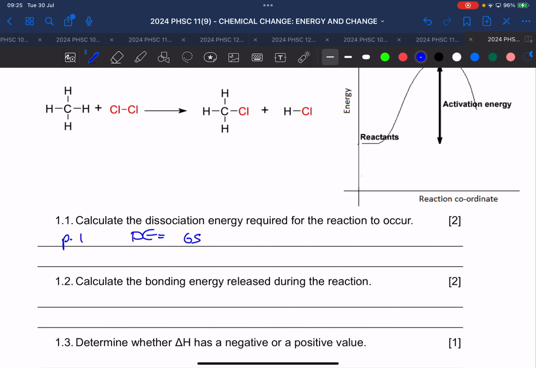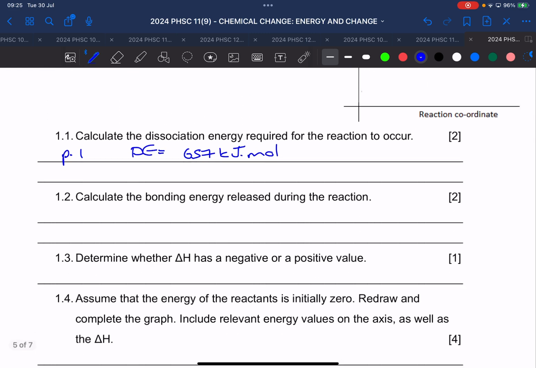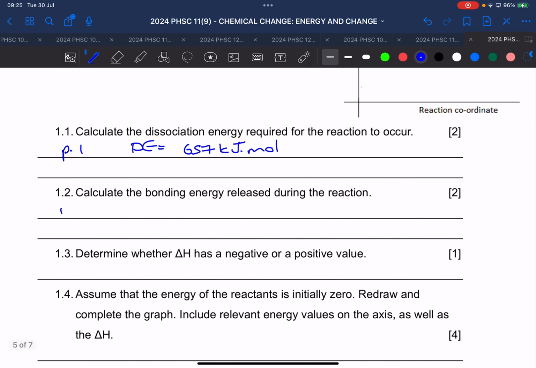657 kilojoules per mole. Then calculate the bonding energy for this reaction. We also did that on page 1. The bonding energy was 770 kilojoules per mole.